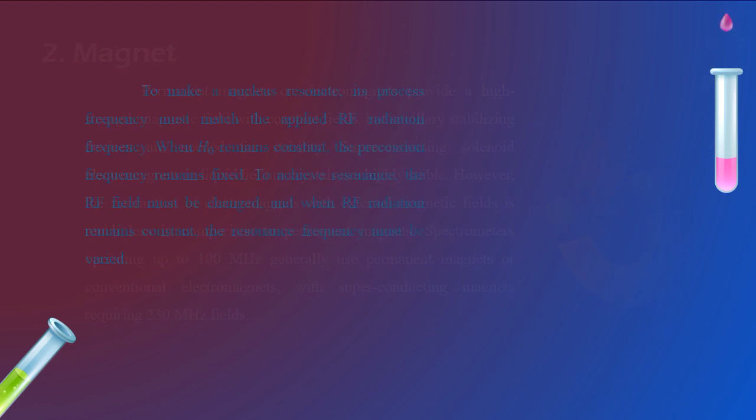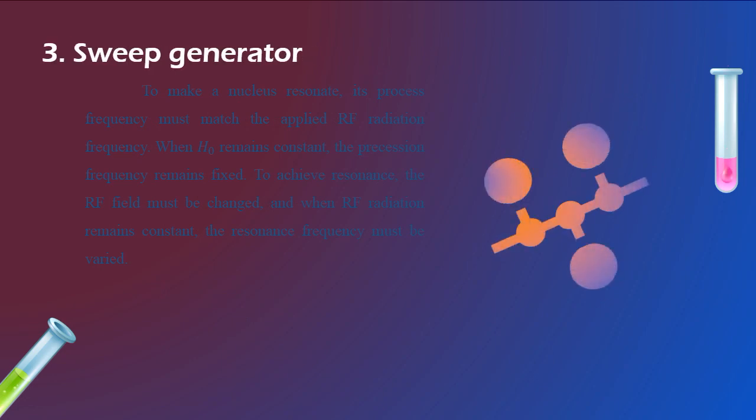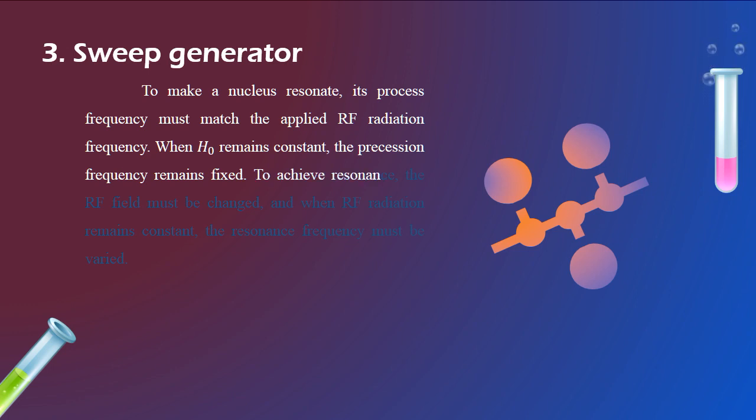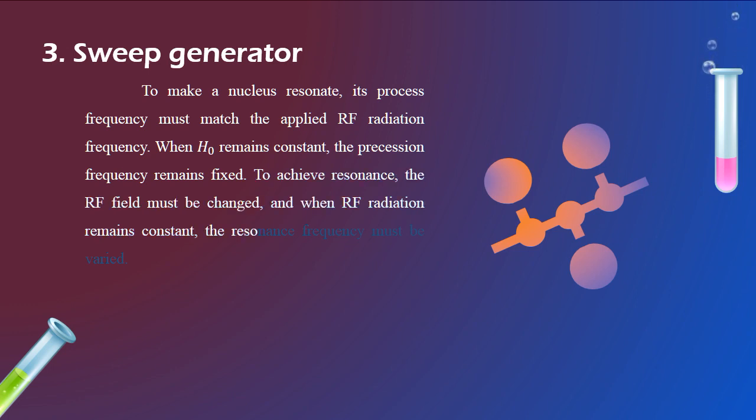The sweep generator. To make a nucleus resonate, its precession frequency must match the applied radiation frequency. When the field H0 remains constant, the precession frequency remains fixed. To achieve resonance, the radiation frequency must be changed, and when the radiation frequency remains constant, the magnetic field must be varied.